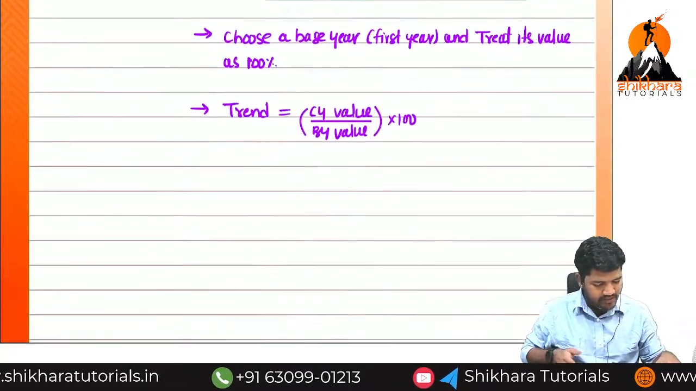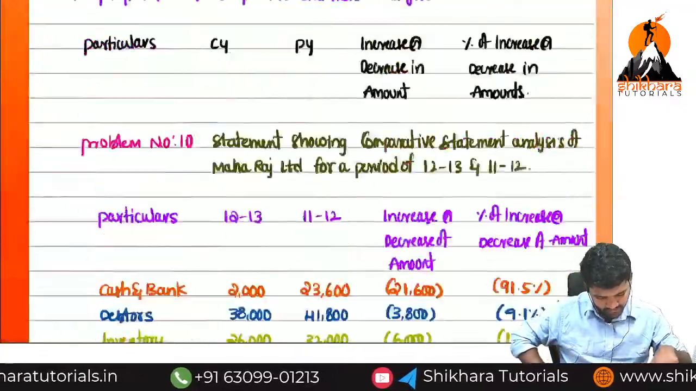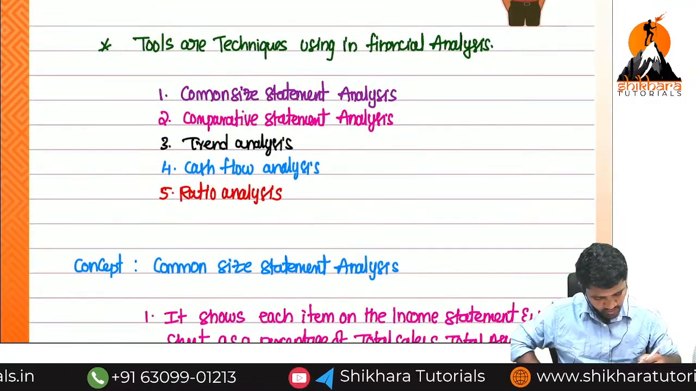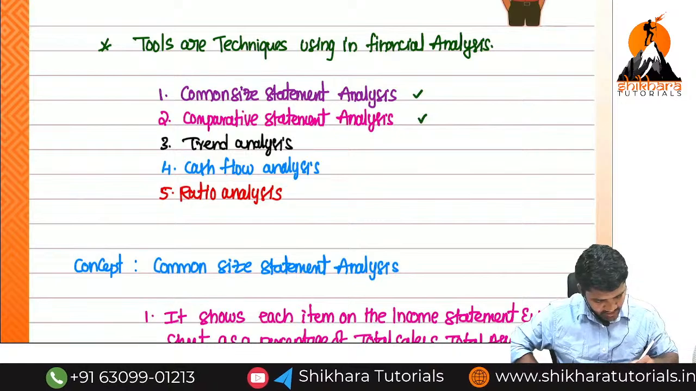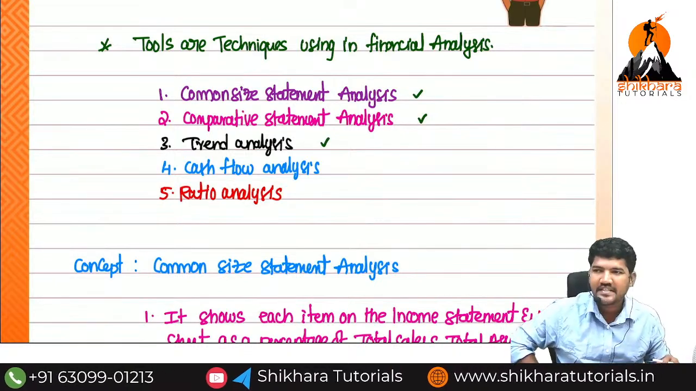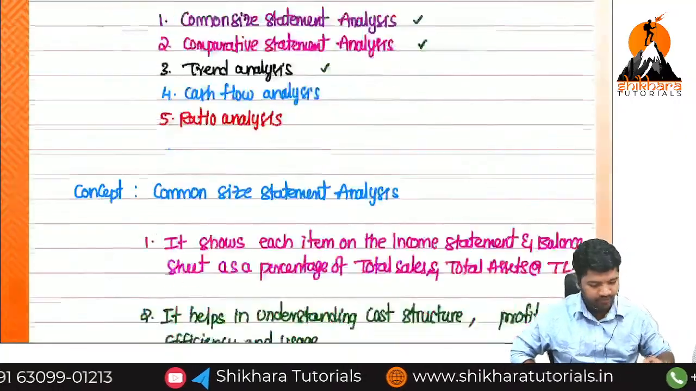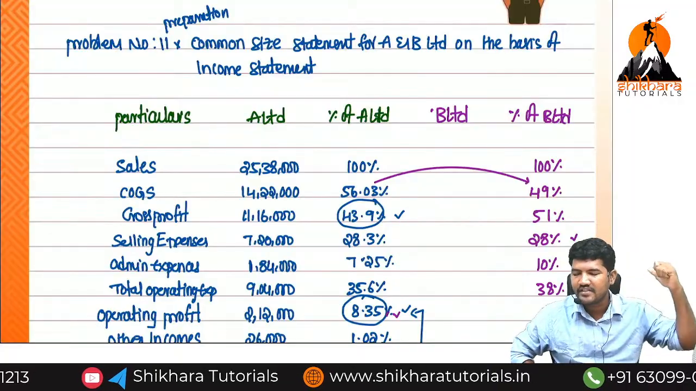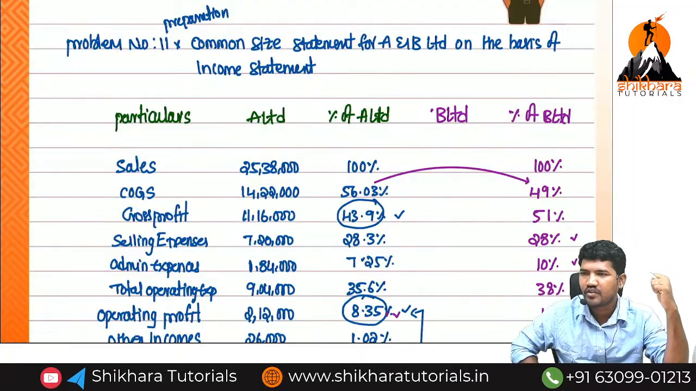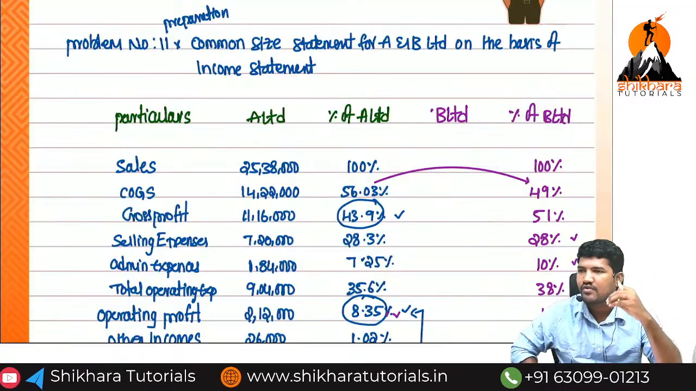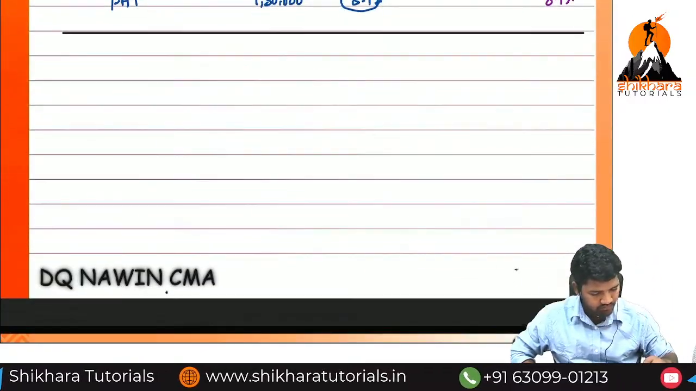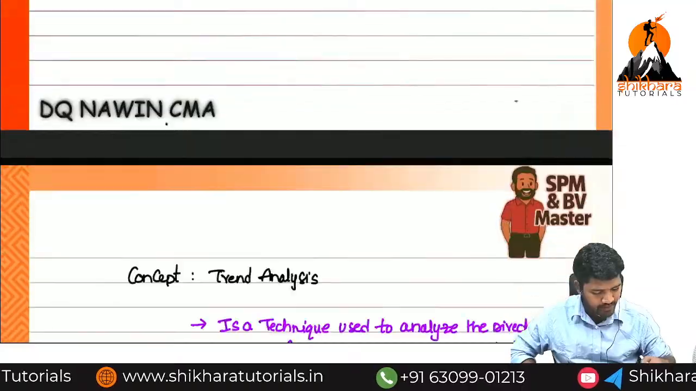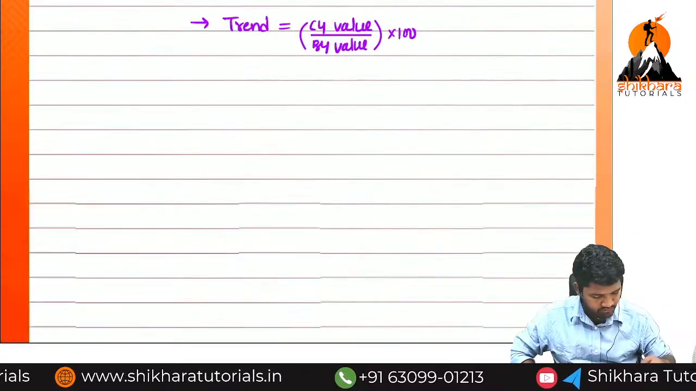Our next concept, guys. How many concepts are completed? Common size statement is completed, comparative completed, trend analysis completed. Now the next concept is cash flow analysis. I'm not discussing it in depth, because you have to learn it in chapter 6, the discounted cash flow method. I will just give an overview of cash flow analysis. Don't write, I will give you notes. I will explain in an overview manner for understanding purposes.